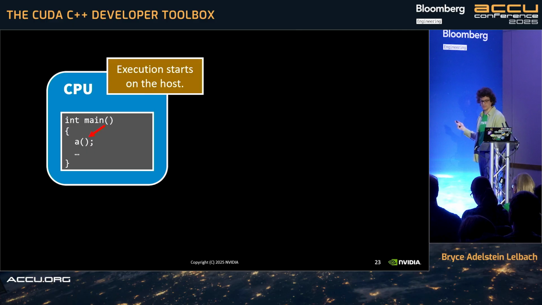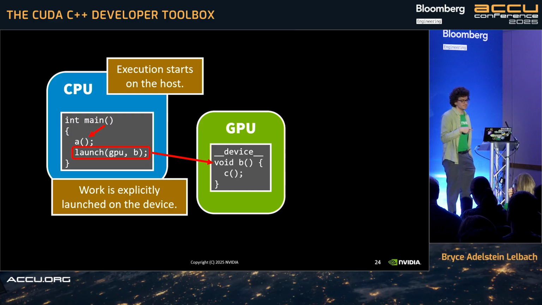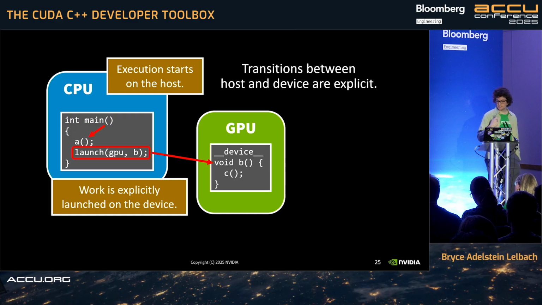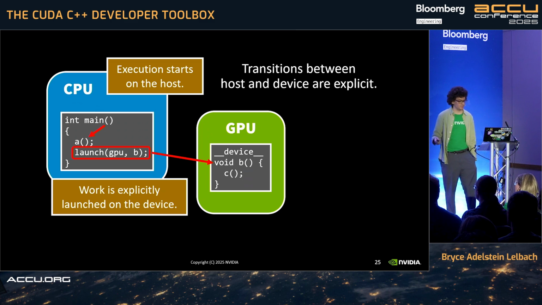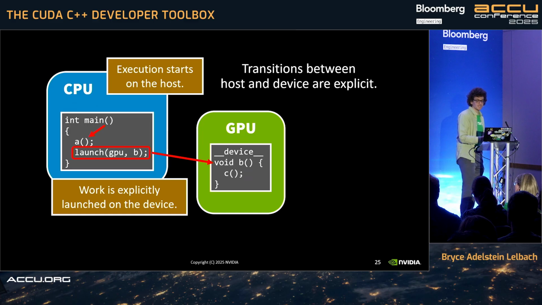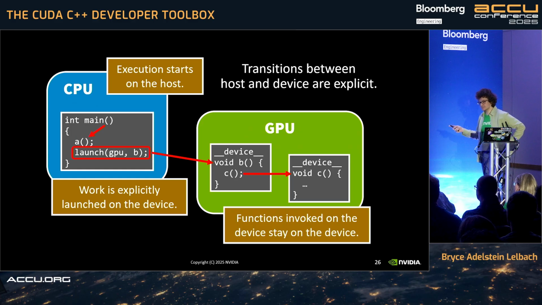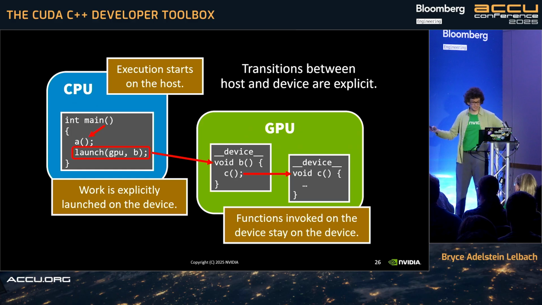Execution of a CUDA program always begins on the host. Work must be explicitly launched on the device. The transitions between host and device are always explicit. You have to call a function that launches work on the GPU. CUDA C++ won't magically decide to run things on the GPU for you. Functions that are invoked on the device will stay on the device. You can't launch host functions from the device.